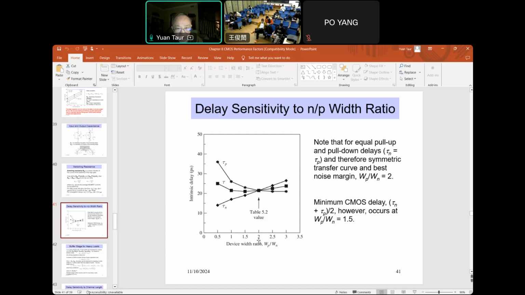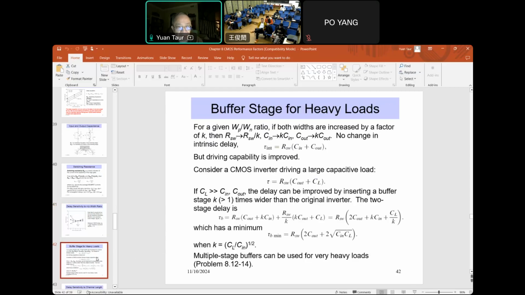And we indicate that for equal rise time and fall time, we pick this symmetric value. Let's say the saturation current ratio is 2, then we pick the PFET width to be twice that of the NFET. But the minimum delay actually occurs before that. In other words, with WP over WN less than 2, about 1.5, let's say. But it's slightly better. There's an exercise at the end of chapter 8 that addresses this point.